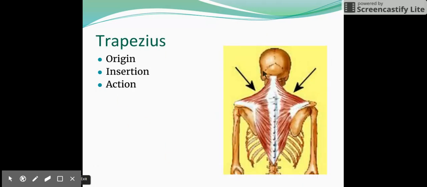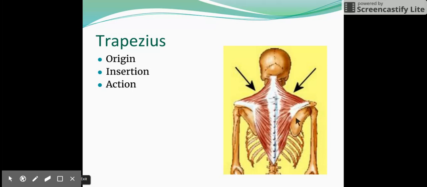Next, let's talk about trapezius. This picture actually shows two trapezius muscles. You have two of them, one on each side of the body. The origin is along the vertebral column from about C7 to C12 or T12. And there's also an origin point here on the skull, right at the occipital bone. Its insertion point is here on the scapula.